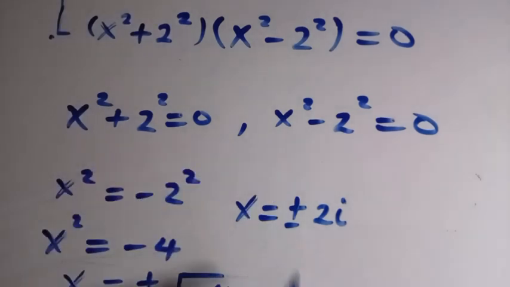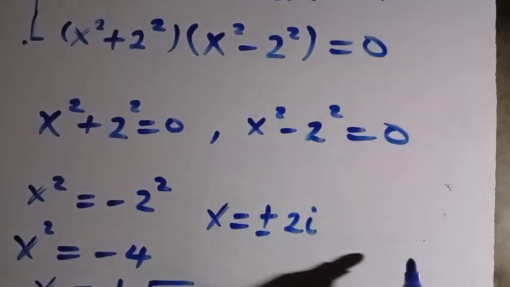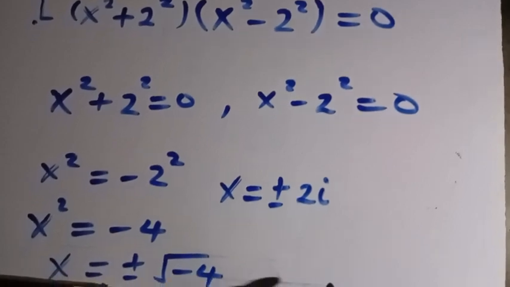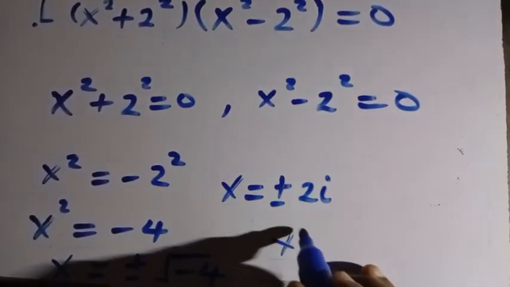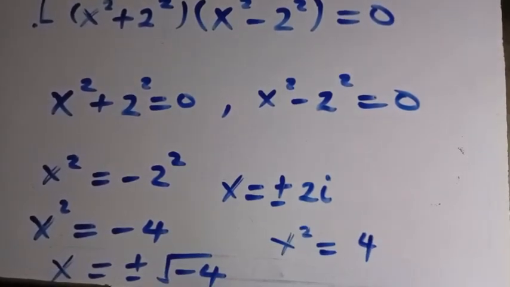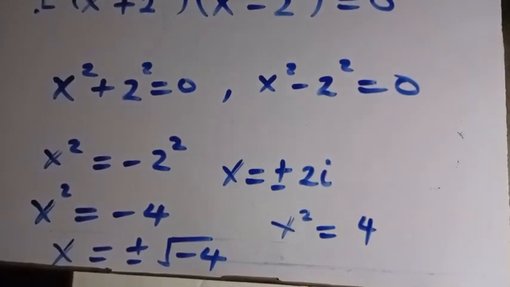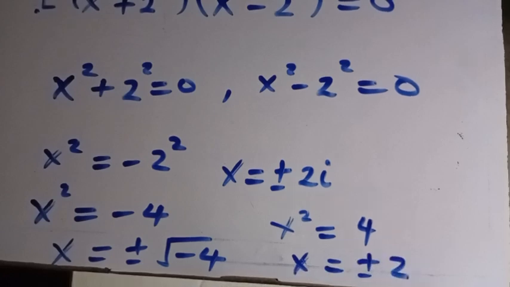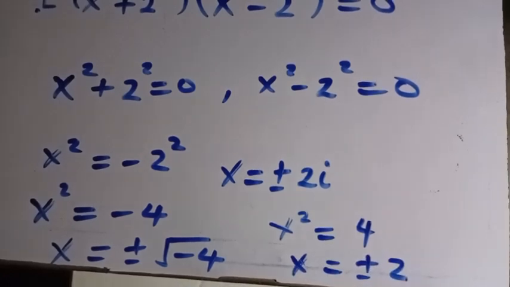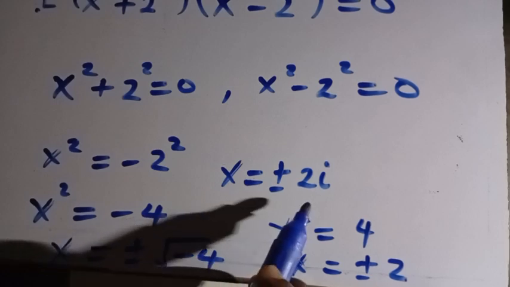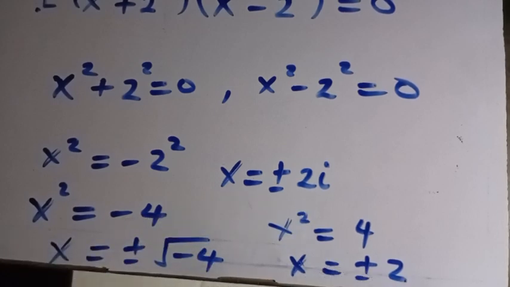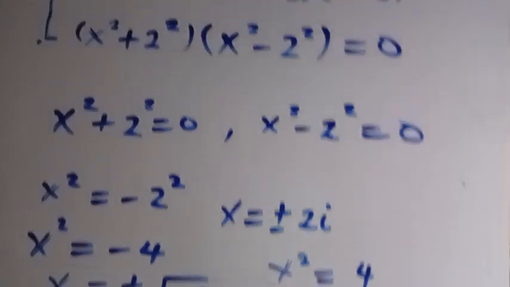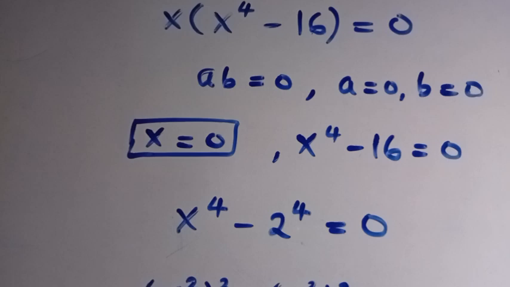And also, we can get the other solutions when we consider this. We have x squared equals 4. By taking the square root of both sides, we get the value of x, which is plus or minus 2. So there are 5 solutions here. We have plus 2i, minus 2i, plus 2, minus 2, and we still have 0 from the top, at x equals 0. So let's try and put everything together and find the test.